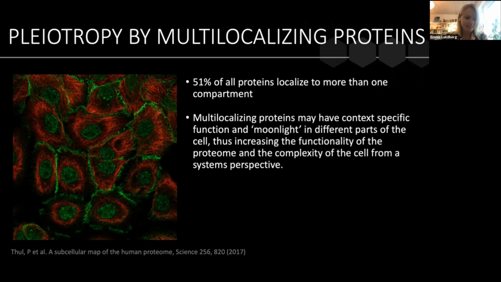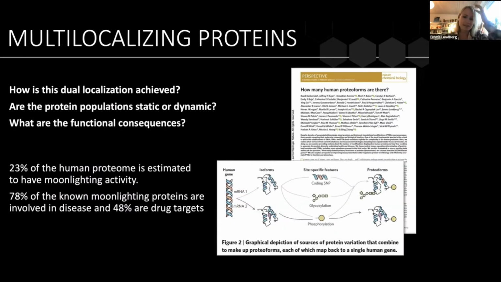And this is where my brain starts to explode when I think about multilocalizing proteins and proteoforms and so on. There's just a lot of questions. So are these different? How is this sorting achieved? Is it different proteoforms? We don't know. Are the protein populations static or dynamic in the different populations? We don't know. What are the functional consequences? Most often we don't know. So we definitely need better subcellularly resolved proteomics methods to measure this.